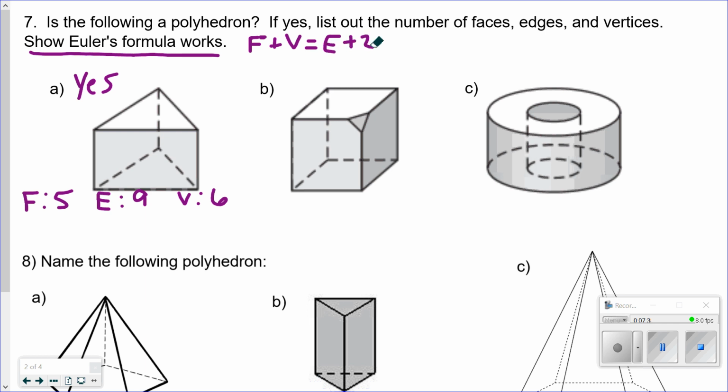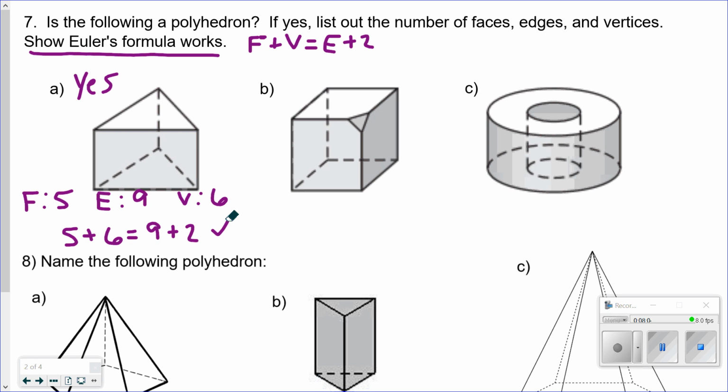So when you are finding the faces, edges, and vertices, you can use Euler's formula to make sure that you count everything correctly. So let's check this. I know I would have 5 faces plus 6 vertices. Is that equal to 9 edges plus 2? And you'll see that it is. So we have everything correct.